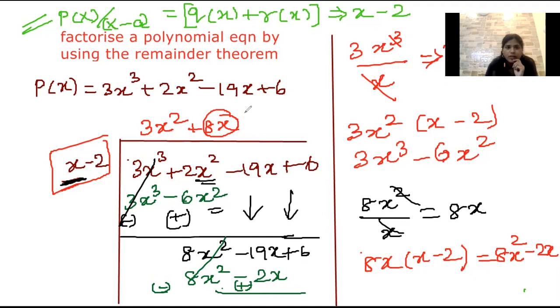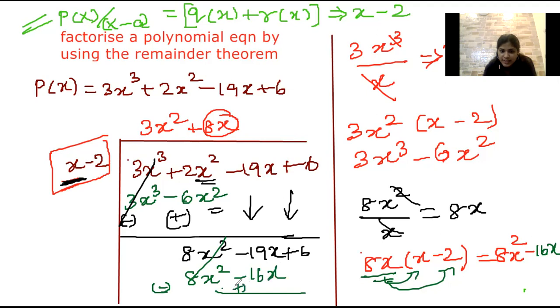Somewhere it went wrong. Yeah, the multiplication part. I'm sorry. This 8x into x minus 2 should be 8x square minus 16x. This 8x is common for this x as well as the 2. So 8x into x will give you 8x square, and 8x into 2 will give you 16x. So it's supposed to be 8x square and minus 16x.